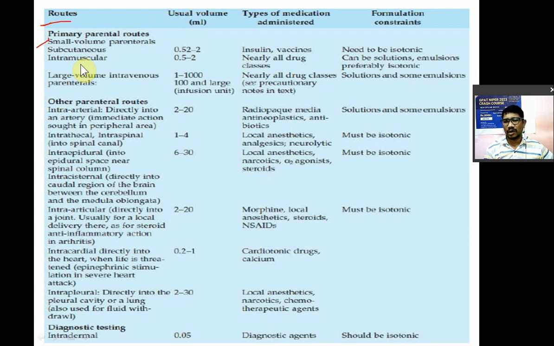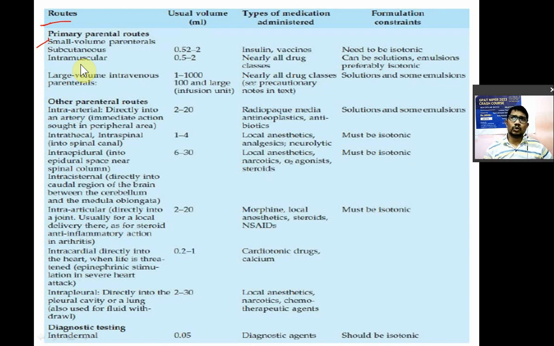The injection in an ampoule is for single use. You have to break the ampoule, suck all the liquid into the syringe, and then inject once only. A vial is a multi-dose container, so you can withdraw 2 ml when a patient comes, inject, and keep the vial again. When the next patient comes, you can also withdraw 2 ml. A vial may be 10 ml, 20 ml, 30 ml, 50 ml, but not more than 50 ml. These are known as small volume parenterals.